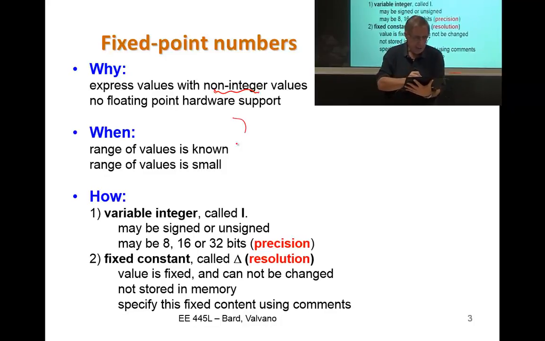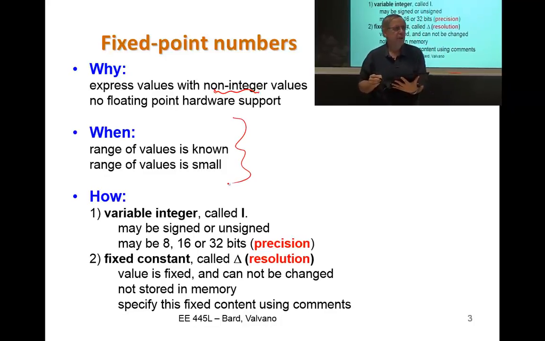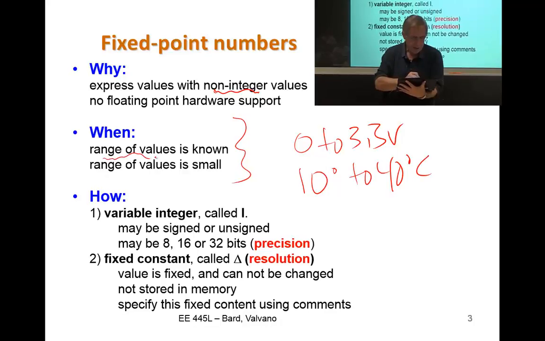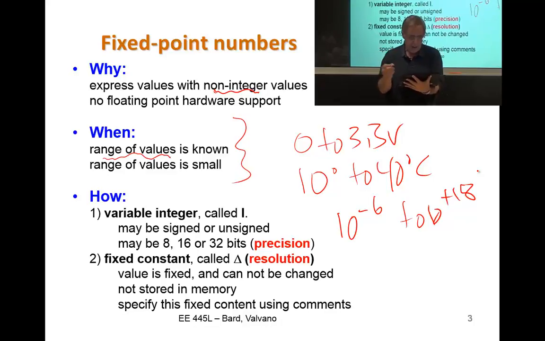And when can I use a fixed point number? For example, if the voltage goes from 0 to 3.3, or the temperature goes from 10 degrees to 40 degrees, we see that the range of values is known, and this range of values is small. If the range of values goes from 10 to the minus 6 to 10 to the plus 18th, that's a large range, and we will use floating point for that.